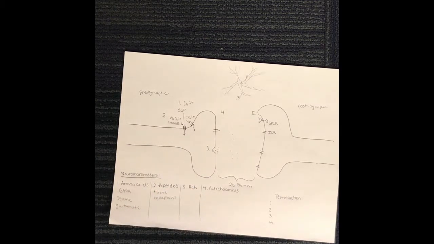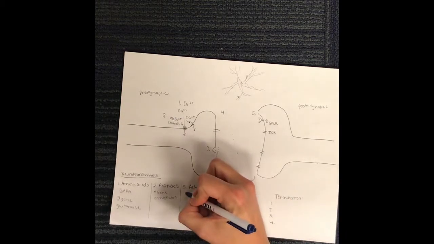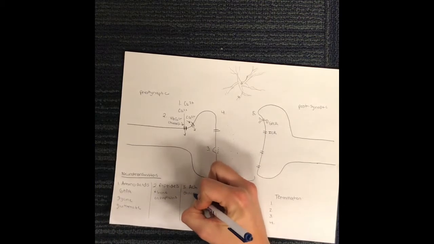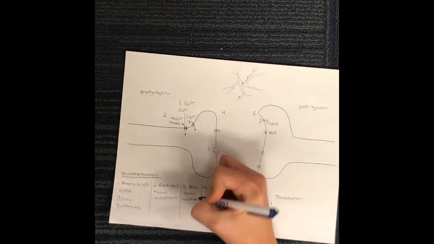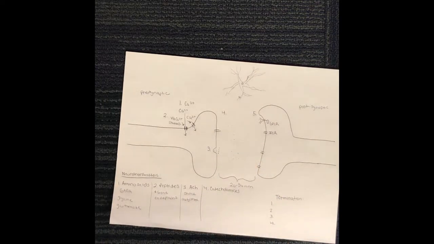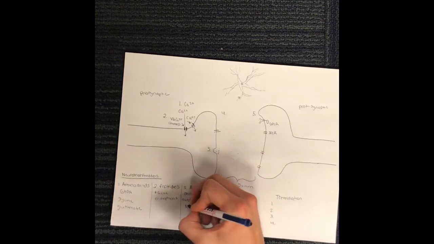Acetylcholine formation requires the enzyme choline acetyltransferase. Acetylcholine is synthesized in the axon terminal and is placed into vesicles via a transporter. Acetylcholine is the primary neurotransmitter at the neuromuscular junction.